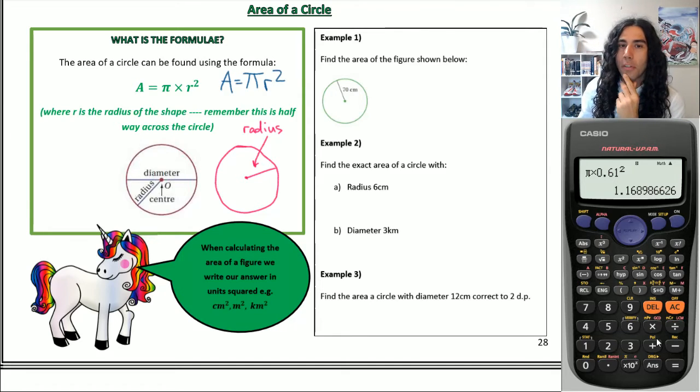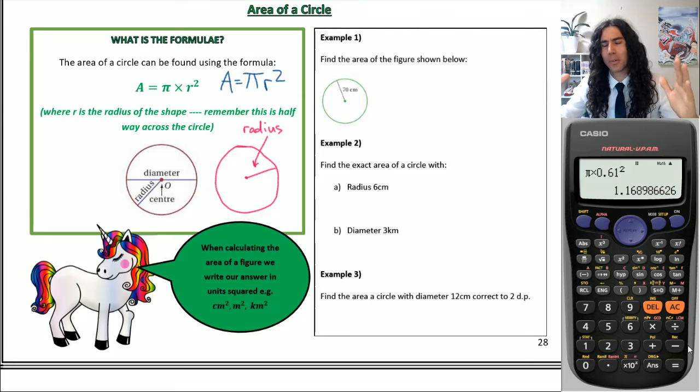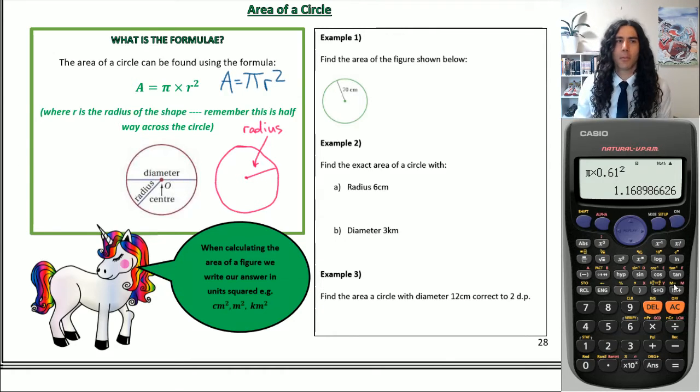But what happens if they give you a diameter? If they give you the diameter, we have to halve it, because we don't want the full distance across the circle. We want just from the center. We'll get to that in a moment. All right, let's get into it. Let's go blue pencil. Area equals pi r squared. Pi times 70 squared.